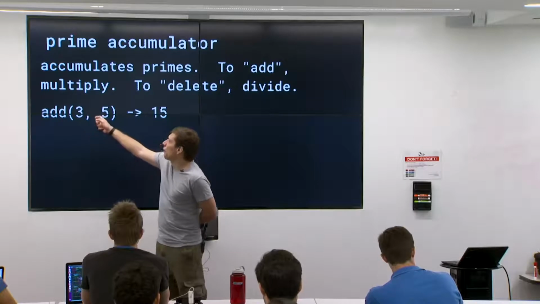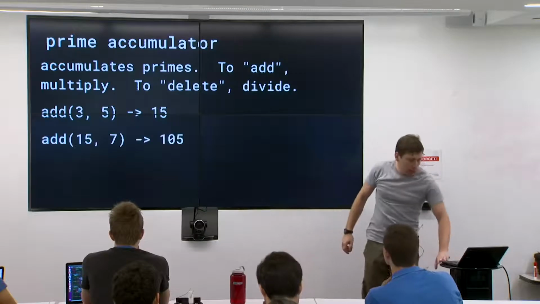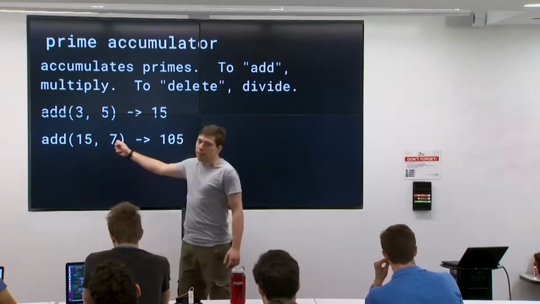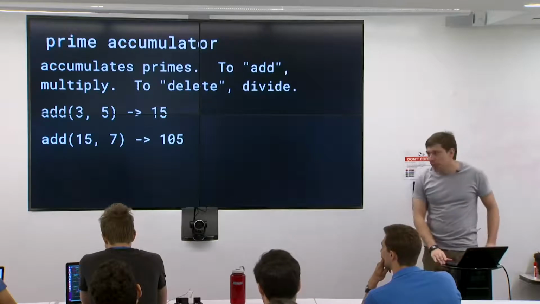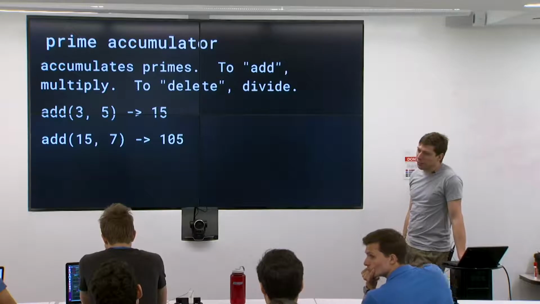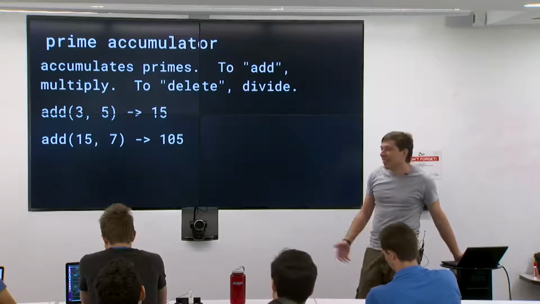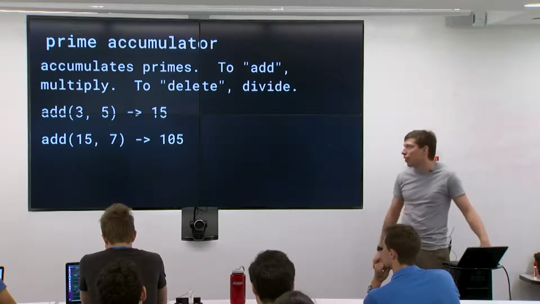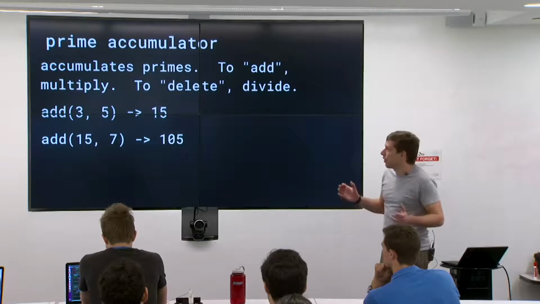Now I want to add the number 5 to the accumulator. So I multiply by 5, I get 15. And now I want to add 7 to this accumulator. I've got my accumulator, which is 15. I multiply by 7, I get 105. Is it called the fundamental theorem of arithmetic? I think that's what it's called, where everything's a product of primes and everything has a unique factorization. So 105 is 3 times 5 times 7, right? There's no other way around it.